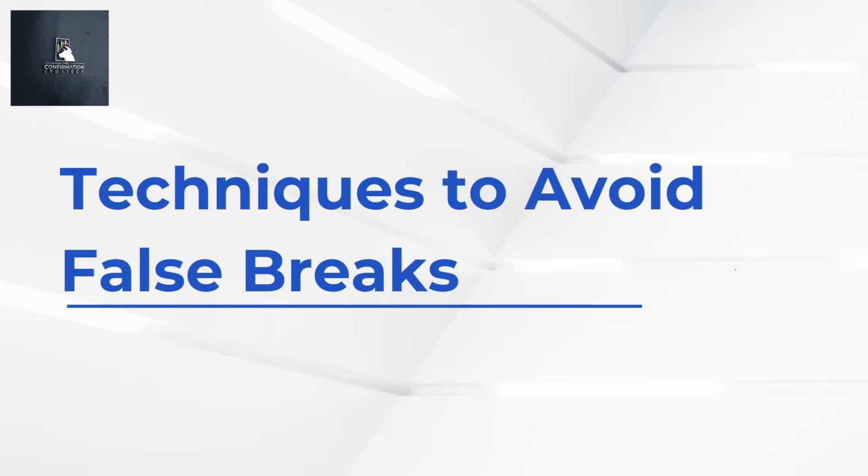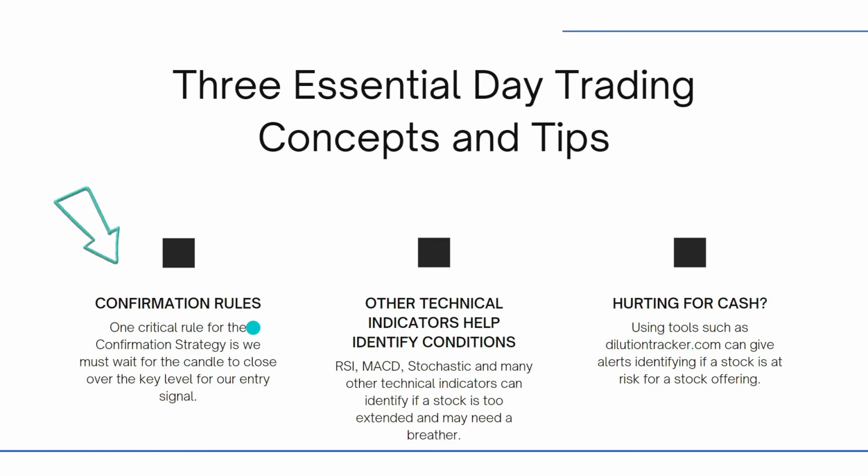So some techniques to avoid false breaks. One is confirmation rules. We've got rules to our strategy. One critical rule for our strategy is if the 1 minute candle closes over the key level for our entry, that is our signal to go into the position. And if it closes back below that same level, that is our signal to exit the position.